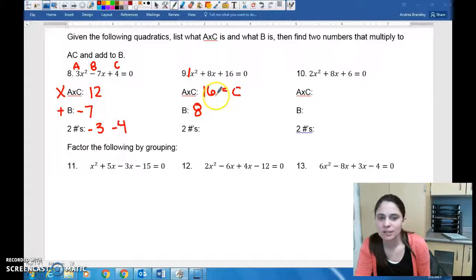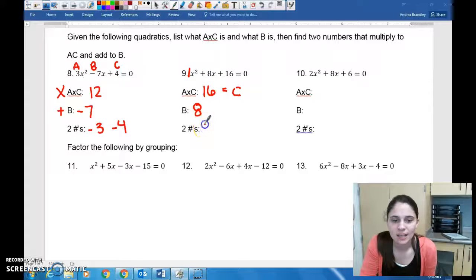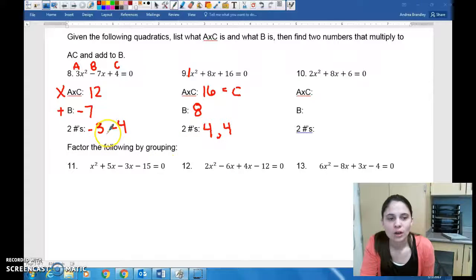1 and 16 doesn't work. 2 and 8 doesn't work. 3 doesn't go into 16. 4 and 4 does add to 8. So 4 and 4, I'll go ahead and put a comma over here.